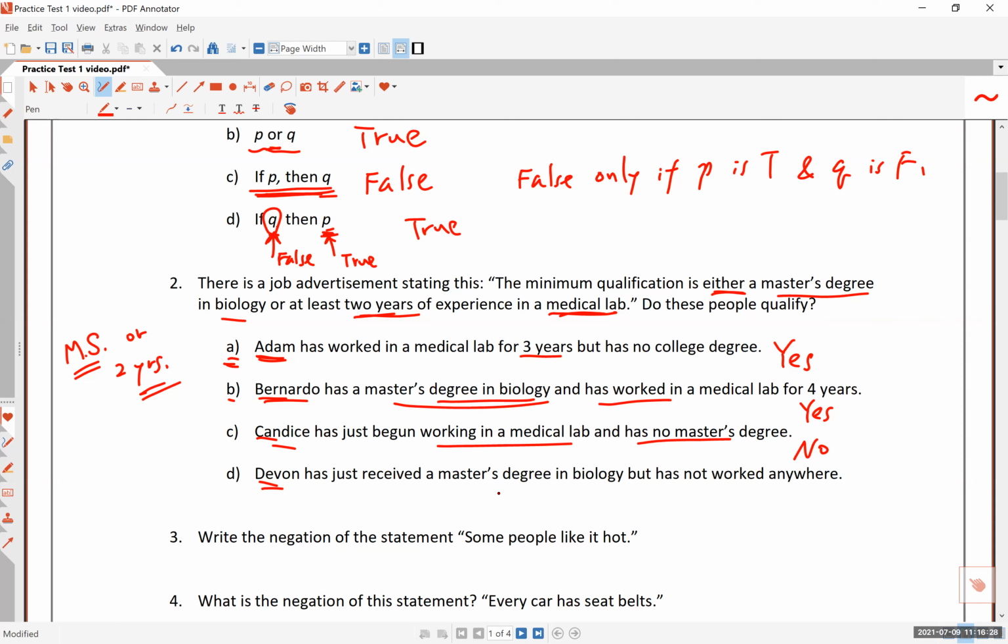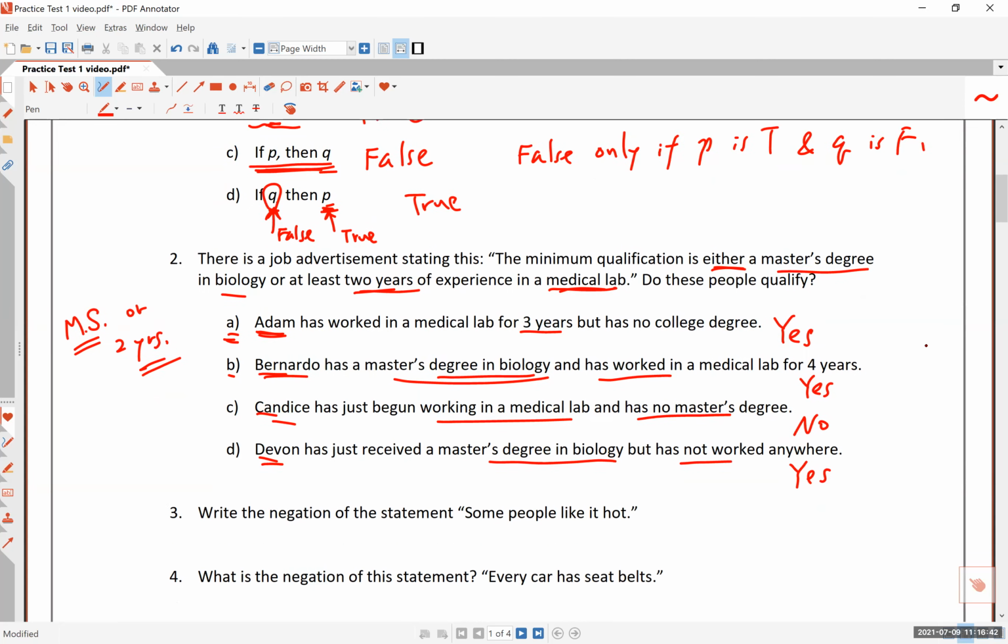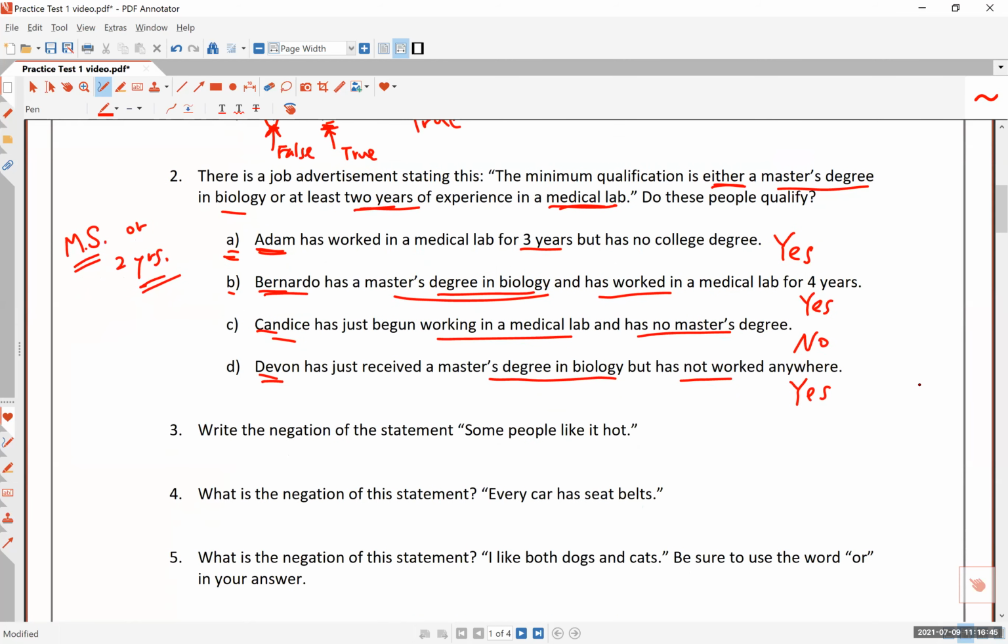Devon has just received a master's degree in biology and so on. You don't have to read anymore. She does satisfy the minimum qualification because she has a master's degree in biology. Now, she also never worked anywhere, okay? But that's okay because she does satisfy the first part.